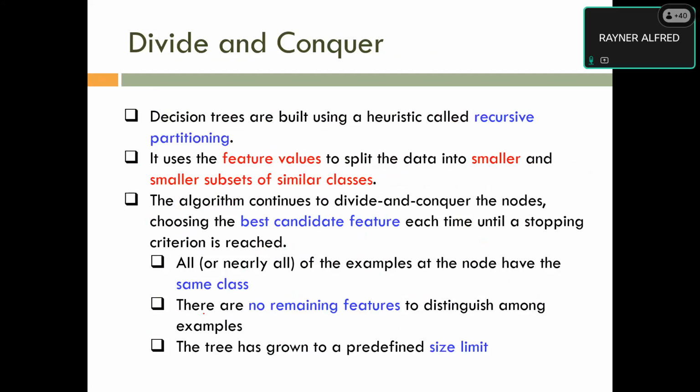Okay, so decision trees are built using a heuristic method called recursive partitioning. So we will keep partitioning our data until we have a subset in which the majority of them or all of them belong to a single class. So we will stop splitting when all of the examples at the node have the same class, or no remaining feature can be used to split, or the tree has grown to a predefined size limit. Meaning that we have reached the maximum depth of your tree.